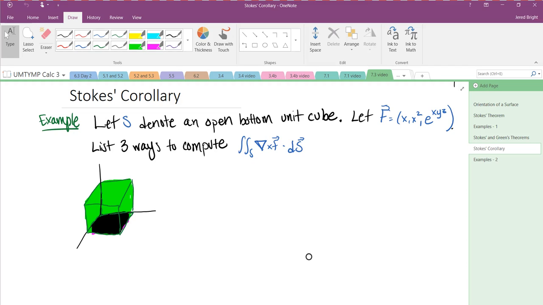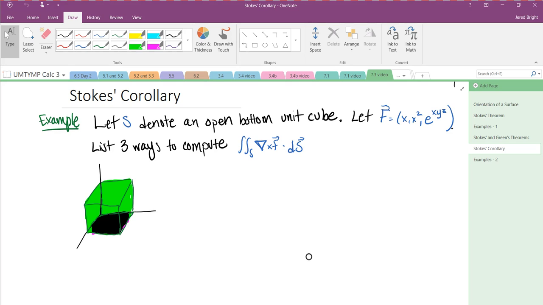Alright, so in this video we're going to begin with an example which is kind of interesting, slightly evil, but interesting. We're going to consider an open bottom cube, meaning we have the 5 sides of the cube, just not the bottom. So top and 4 sides. We have a vector field, great.